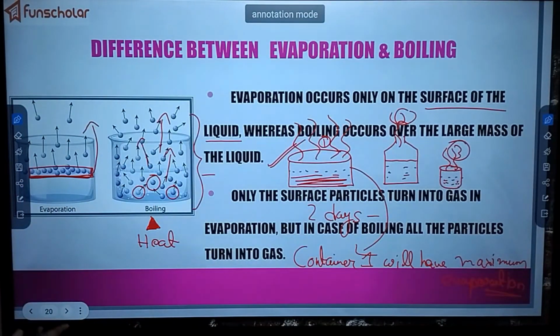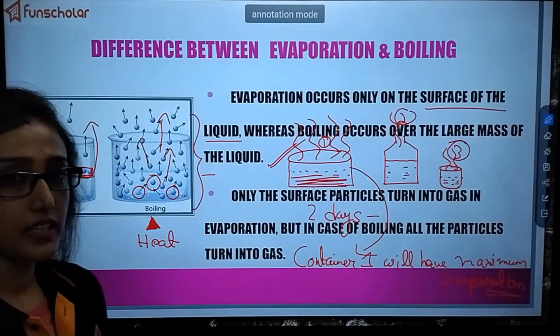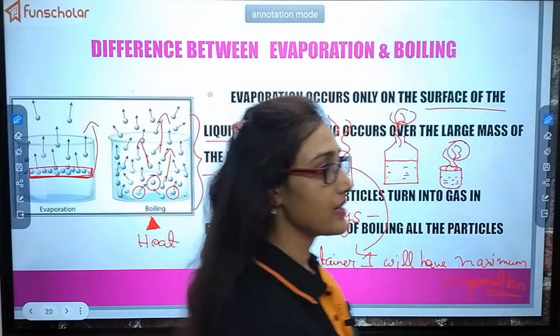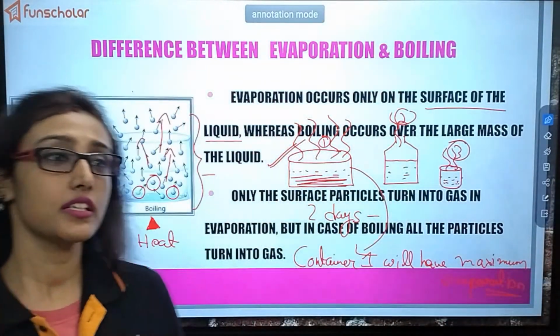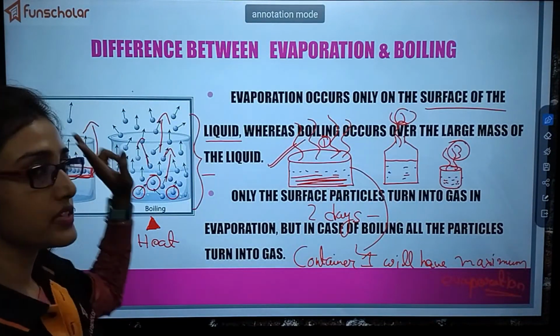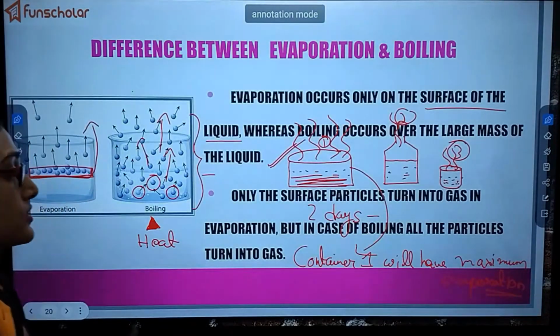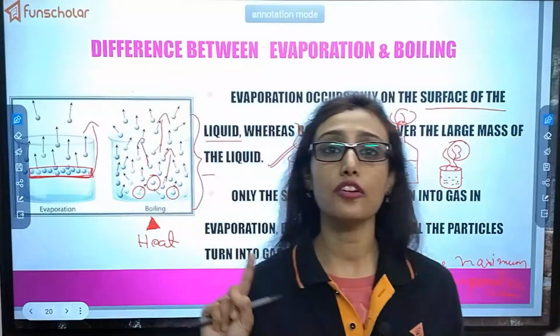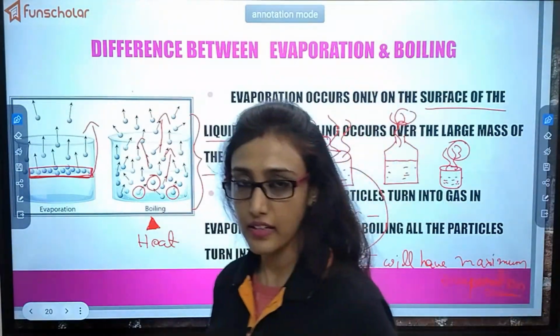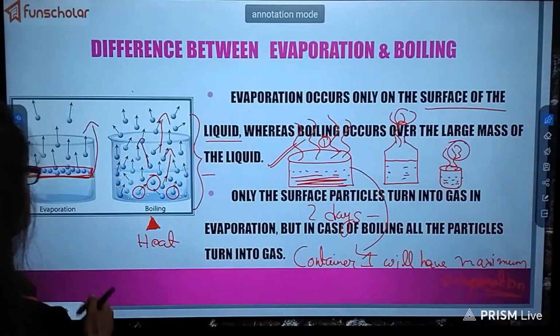So where I was, yes. Evaporation is a natural process, whereas boiling is an artificial process. Evaporation occurs only from the surface of the liquid, but boiling occurs throughout the liquid. The greater the surface area, the higher the rate of evaporation. Okay, very good.